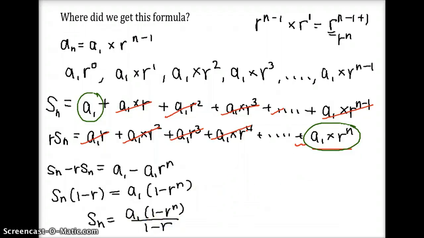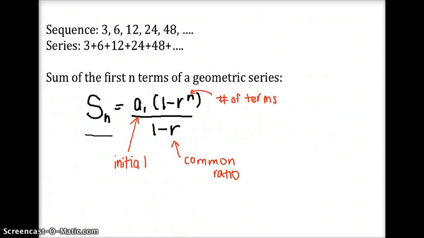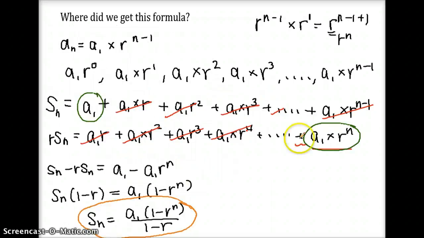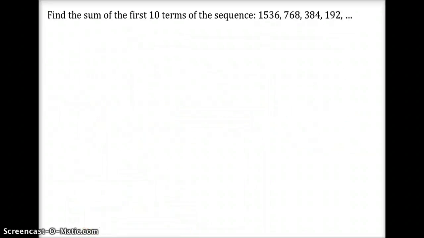So this is the formula we get for the sum of the first n terms of a geometric sequence. And that's the same thing as what I just wrote right there. So this is how the formula is derived. You don't really need to know the derivation, but it's interesting. Okay, so we're going to try to use that formula to solve these next few problems.